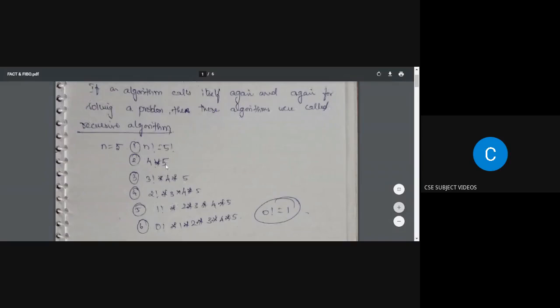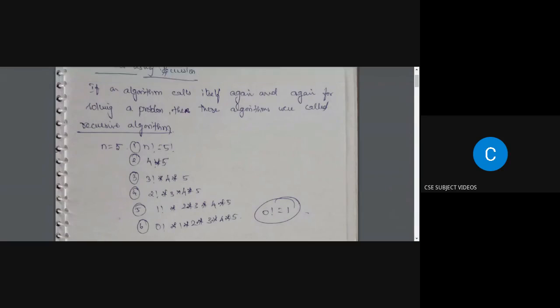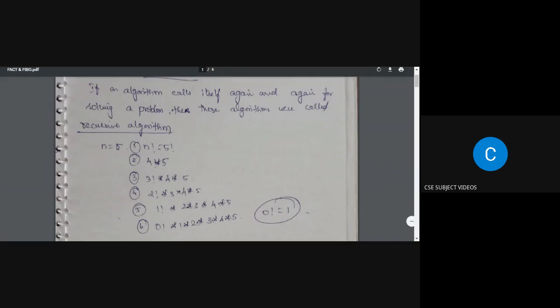So 5 factorial is 4 factorial into 5. So 4 factorial can be further expanded into 3 factorial into 4 into 5. Again 3 factorial can be expanded into 2 factorial into 3 into 4 into 5. The same way it will be repeated till 0 factorial into 1 into 2 into 3 into 4 into 5.